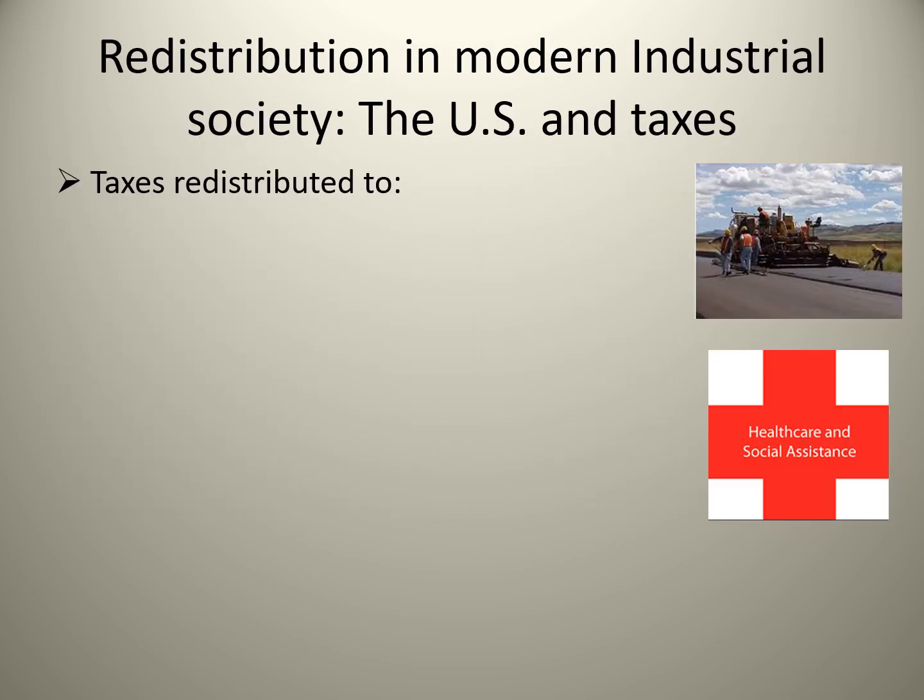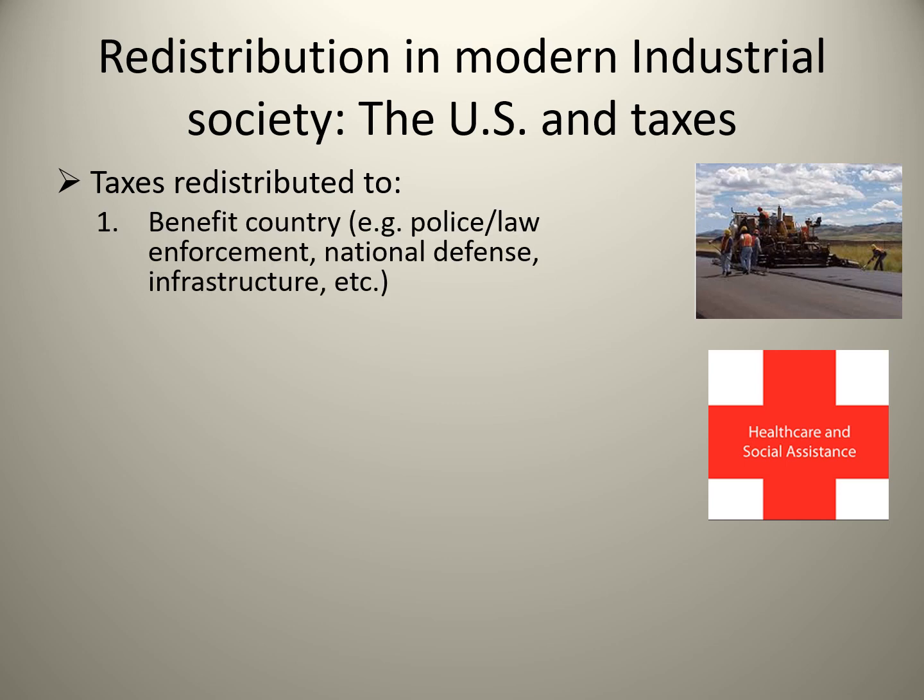So first we'll look at an example of redistribution in modern industrial societies like our own, the US and taxes. In the US, we all pay taxes to the federal government, which are then redistributed for two main reasons, at least in theory. First, taxes are redistributed out to benefit the country as a whole. So with tax money, we fund police, law enforcement, we fund national defense, we fund infrastructure, things like roads, bridges, airports, so that we can all travel around. So money is used to provide goods that all of us benefit from.